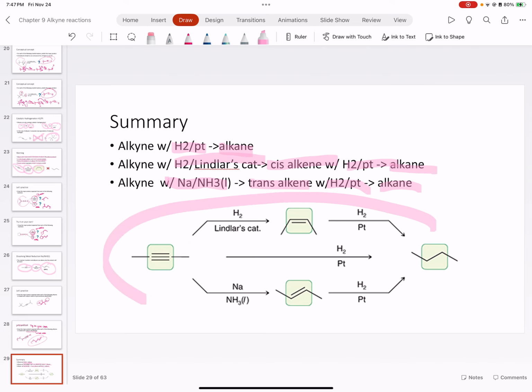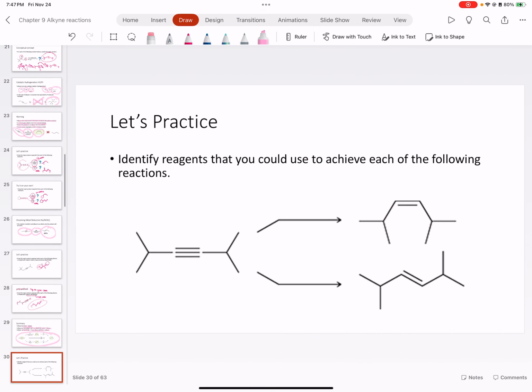This is for us visual learners. I think it's pretty nice sometimes to get something in a chart, just by looking at it visually. So if this one helps, I think it is very helpful. So then let's practice. Identify the reagents that you could use to achieve each of the following reactions.